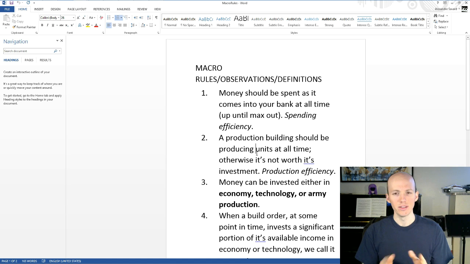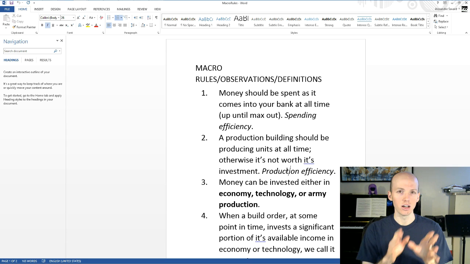Second rule that we hear now and then will be that a production building should be producing units at all time. Otherwise, it's not worth its investment. A player who always has got buildings producing units has a very high production efficiency. That's how we're gonna label that, so that we can understand each other a bit better later on. Also, there are going to be some other macro rules that you've heard of, obviously, like never be supply blocked and keep making workers. Obviously, that's all good, but for the purpose of this video, we're not going to insist on these in particular.